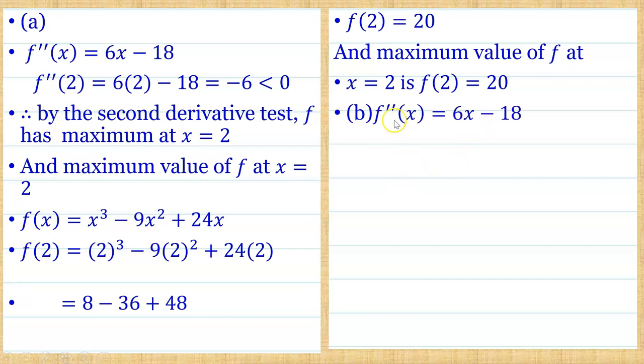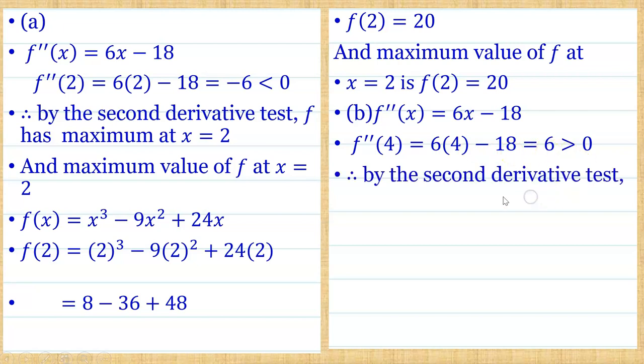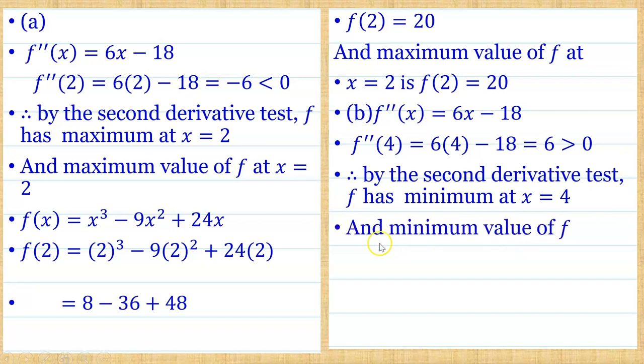Now the second, f double dash of x is equal to again 6x minus 18. We'll calculate here f double dash of 4, that is 6 into 4 minus 18, and if we simplify, that is 24 minus 18, that is equal to 6, which is positive. Therefore, by the second derivative test, f has minimum at x equals 4, and the minimum value of f at x equals 4.